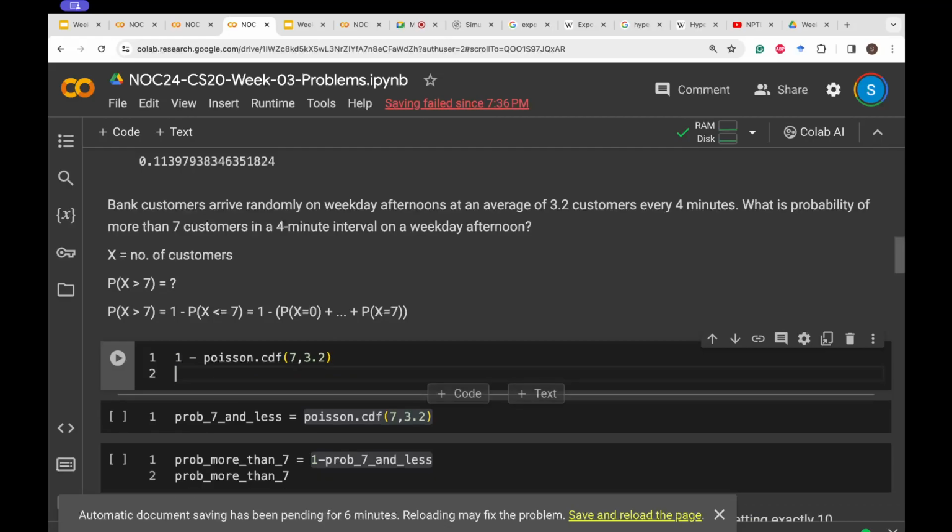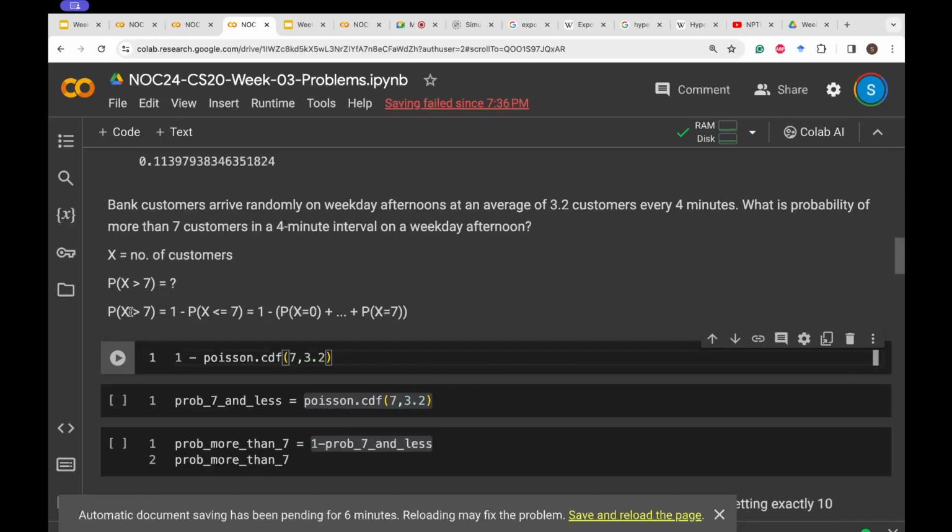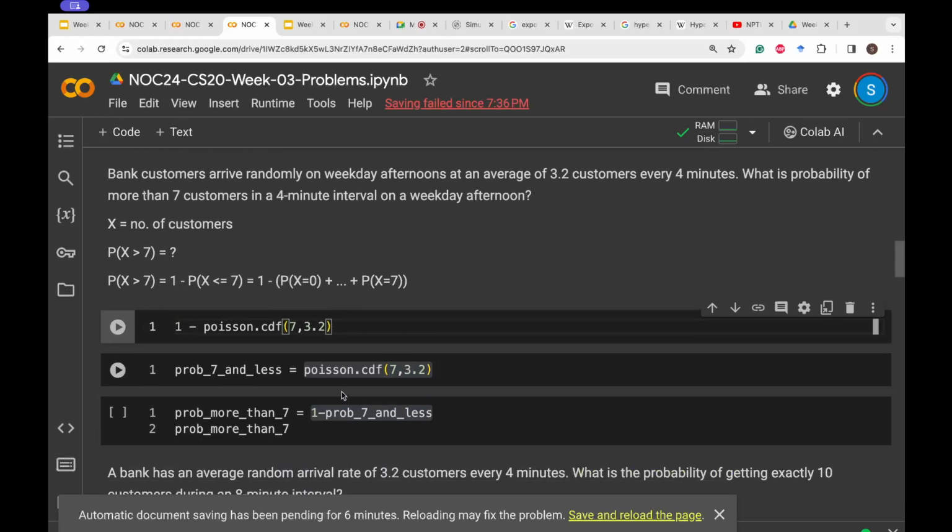Since the random variable can take infinite values like 0, 1, 2, 3, 4, infinite numbers of customers can visit, it is not possible to sum till infinity. So in that case, we just do 1 minus, by using the definition of probability: the sum of all the values will be 1. So it is 1 minus the probability of the summation till that particular point. In this case, it is 1 minus Poisson CDF of 7 and 3.2.